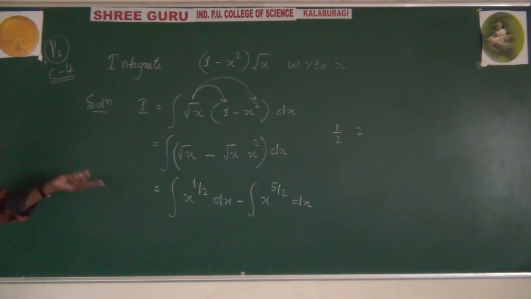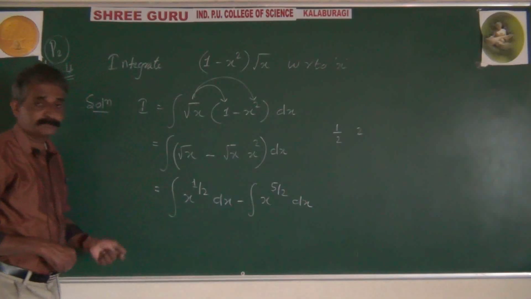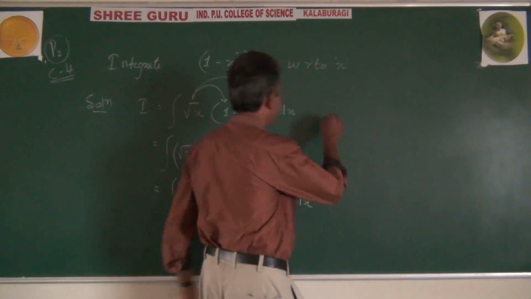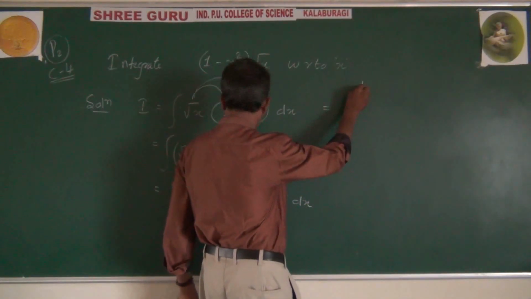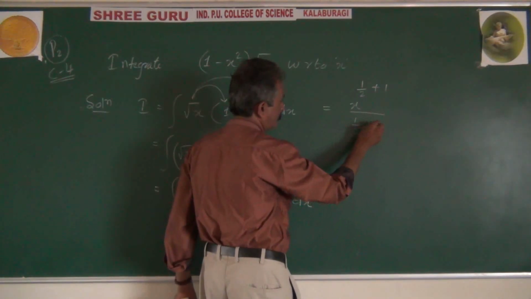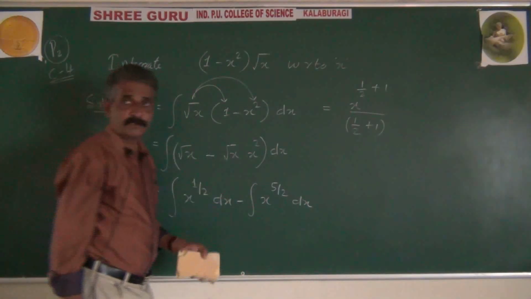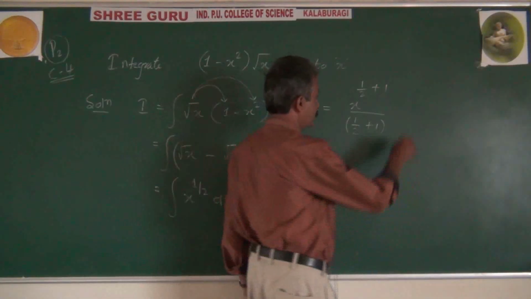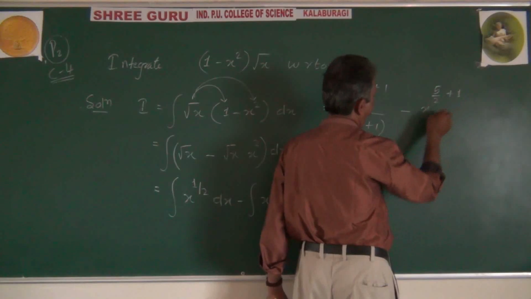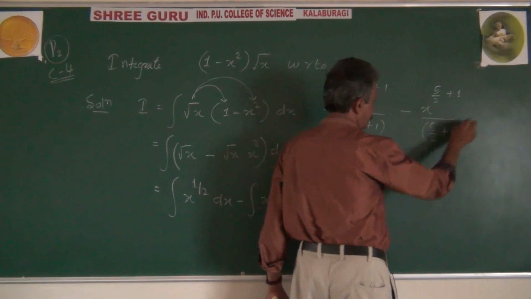For both we can apply the unique formula. Which formula? Integration of x^n formula. Integration of x^n is x^(n+1) divided by (n+1). Accordingly, here x^(1/2 + 1) divided by (1/2 + 1), whereas here x^(5/2 + 1) divided by (5/2 + 1), plus constant.